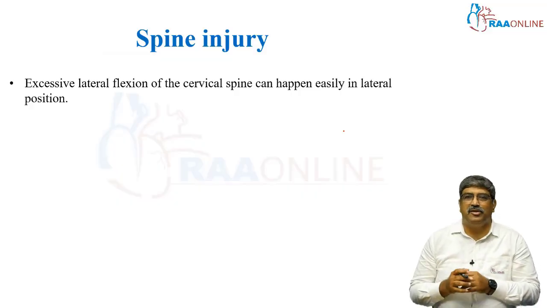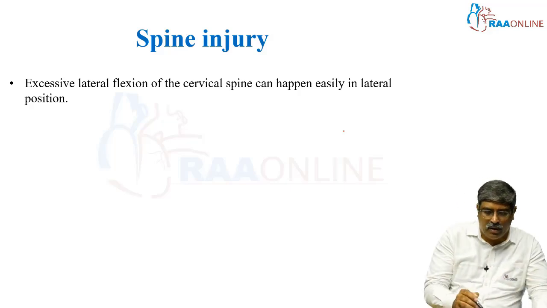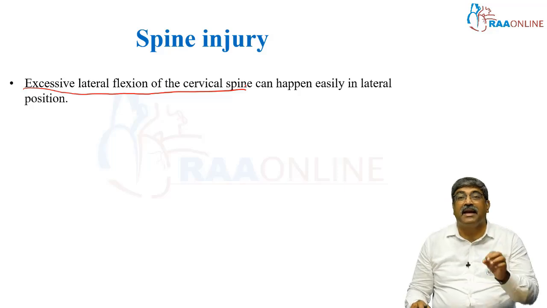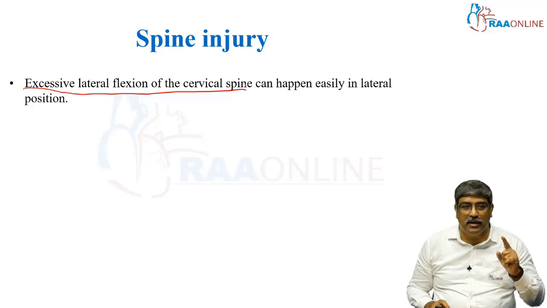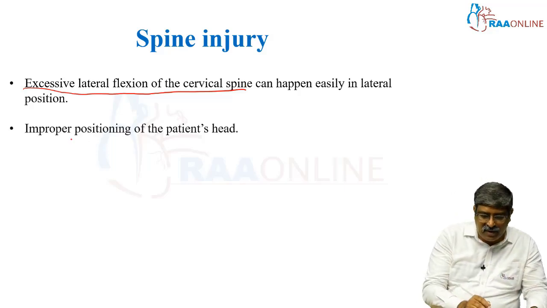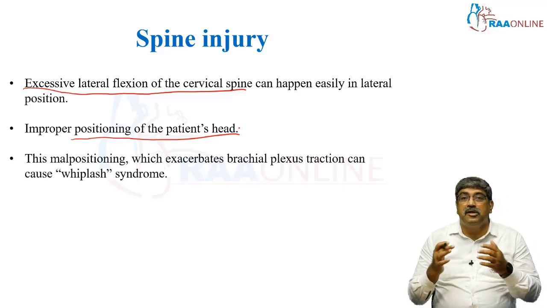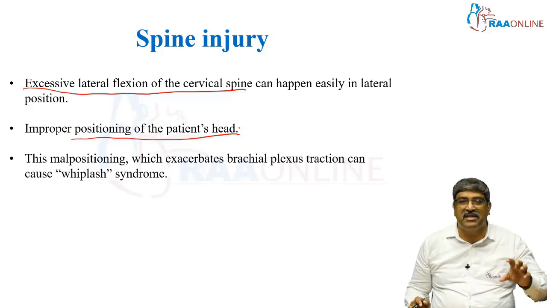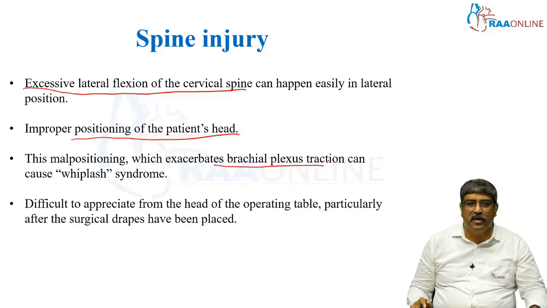Another important injury with lateral position is the spine injury, which you should avoid. Excessive lateral flexion on the cervical spine can happen easily in the lateral position, particularly in the elderly population. This spine injury happens with improper positioning of the patient's head. This small malpositioning of the cervical spine can cause whiplash injury along with brachial plexus traction.